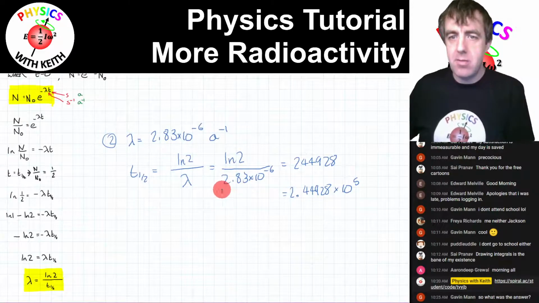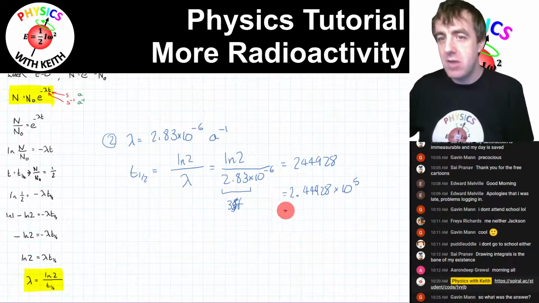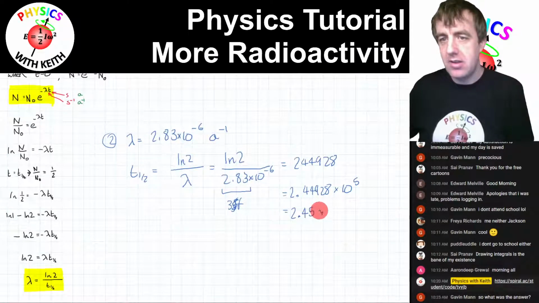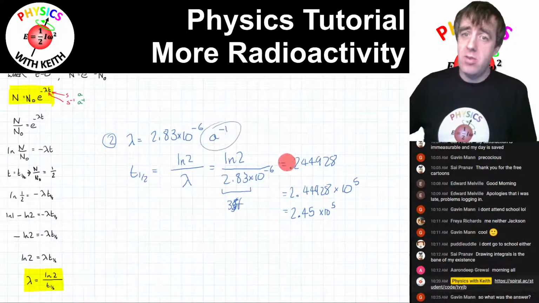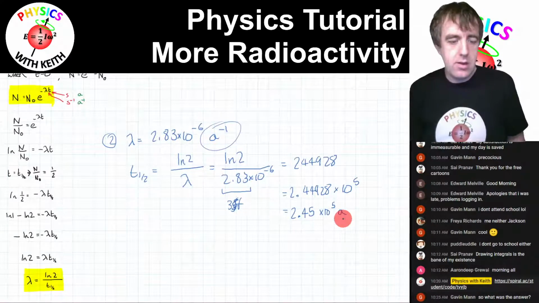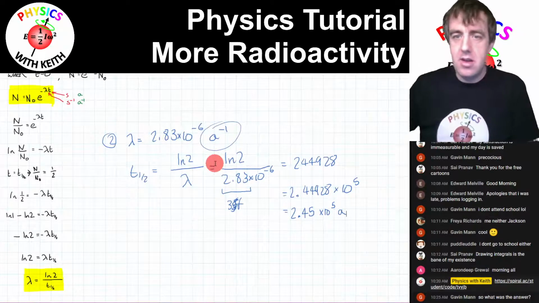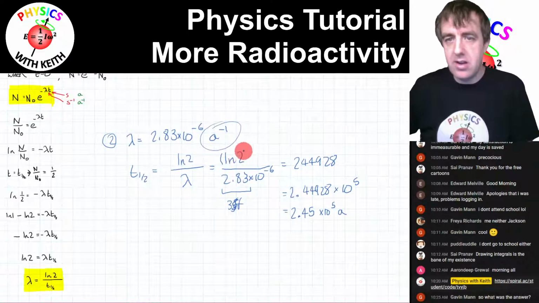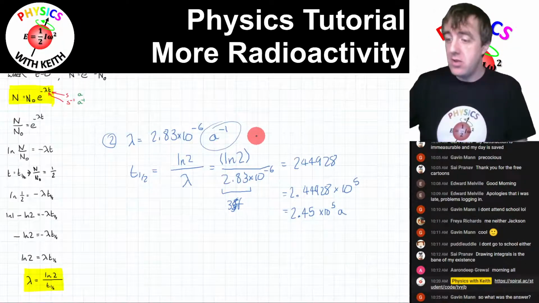So I was given a number to 3 significant figures. So I have to give my answer to 3 significant figures. So rounding that to 3 significant figures is that. And I need the unit. The unit here was per year, so the unit is years. So that's how you type that into your calculator. I'd put brackets around this bit here to make sure my calculator doesn't do natural log of 2 divided by that. But that's how you solve it using your calculator.